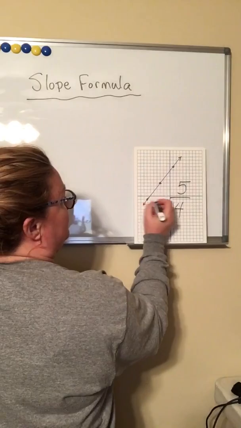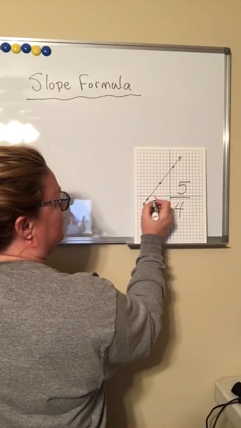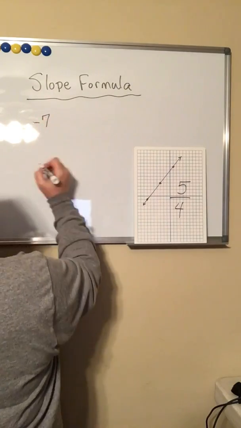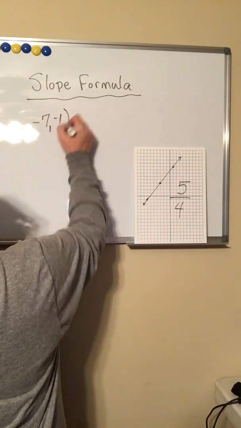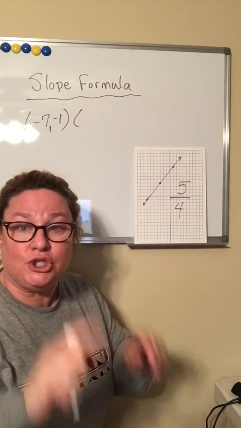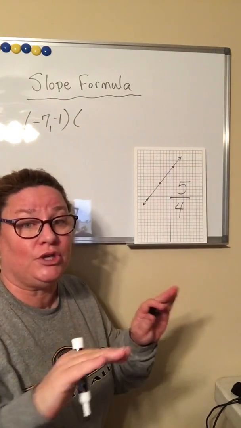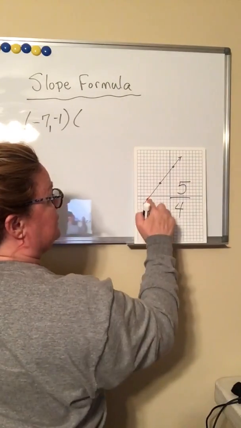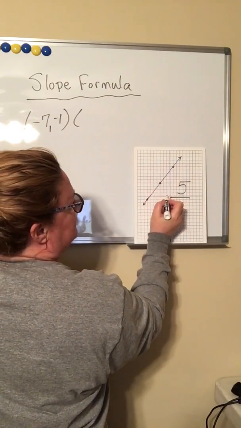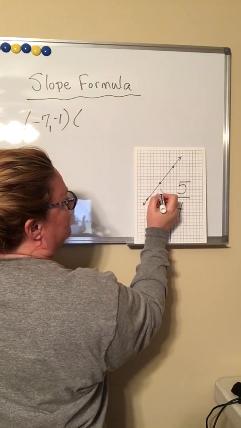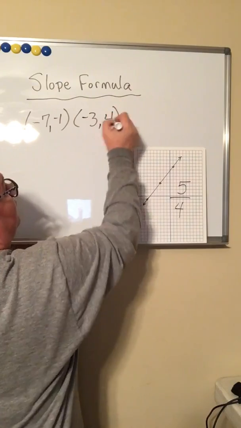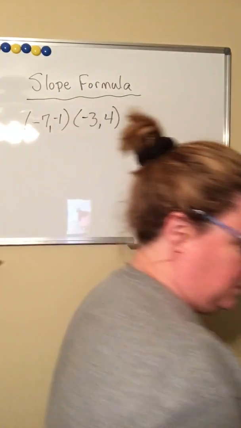So if I have this point right here, 1, 2, 3, 4, 5, 6, 7, so it's -7, -1, and then another point. It doesn't matter what 2 points, you just need 2 points to do this. It doesn't matter what 2 points as long as they're on the line. I could take this point and this point. I'm just going to take this one right here. So this point right here is -3, 4. Okay? So that's what I have.